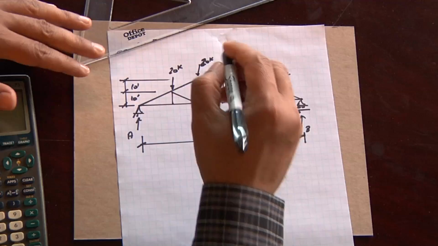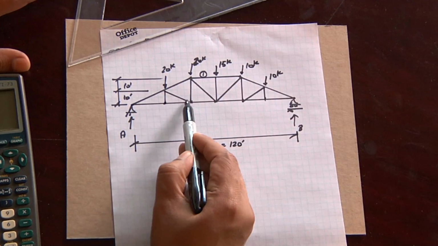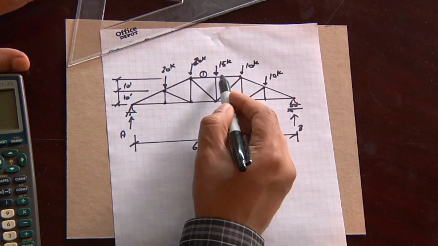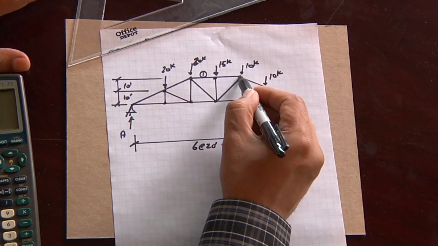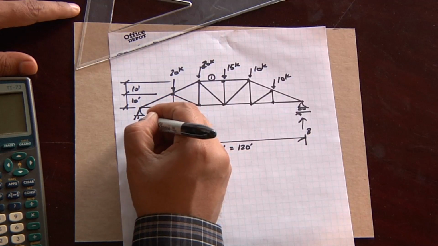And we're going to calculate the load in one member, member number 1. Now if I had to do this using method of joints it would be rather cumbersome, because I would have to solve all of these joints in order to get to member number 1. Method of sections allows us to get there a lot faster. But let's first calculate the reactions.